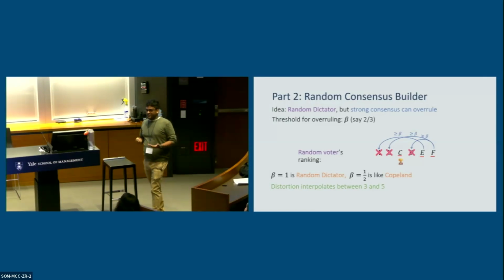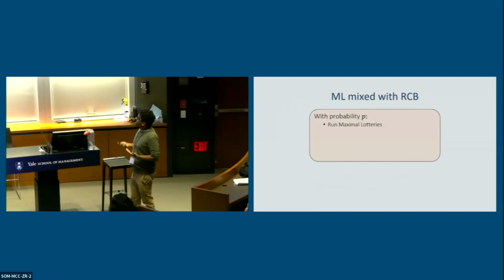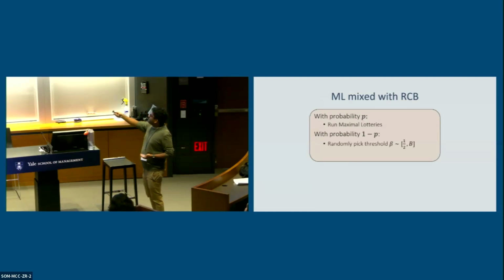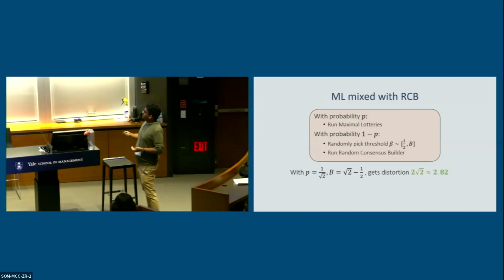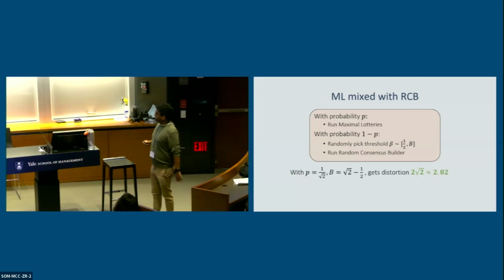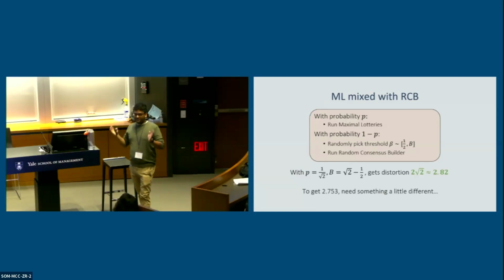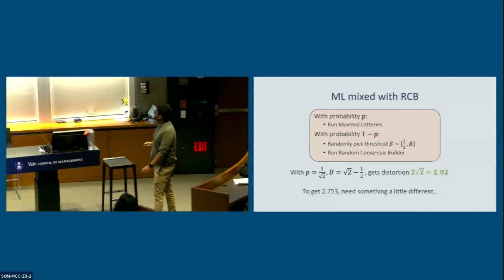And so the punchline is that even though neither of these voting rules can beat distortion 3 on their own, they complement each other in such a way that if you mix them together, with probability p, run maximal lotteries, and otherwise you randomly pick some threshold and then run random consensus builder, then with the right choice of the constants, you can actually get distortion that's less than 3. And I know that I said 2.753, but for that you need something slightly different that's actually not very complicated, but I'll let you read the paper if you're interested.